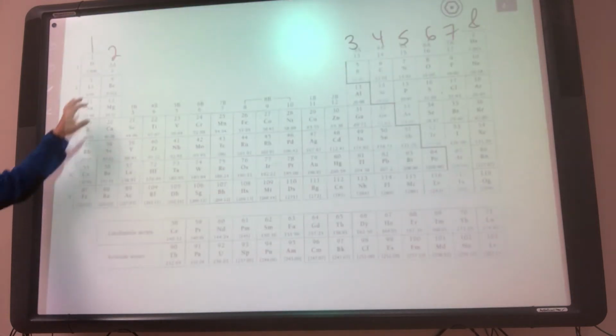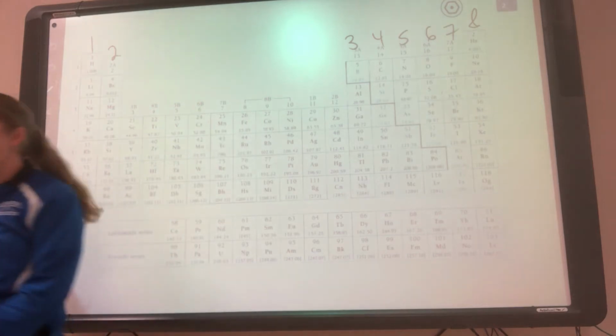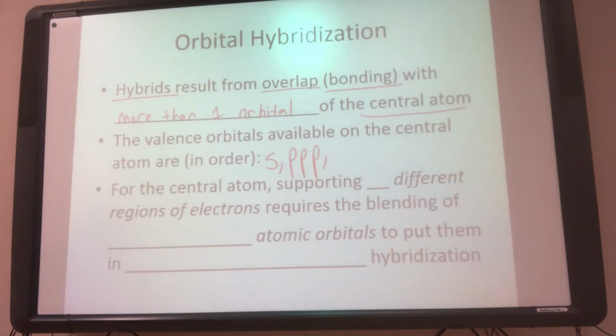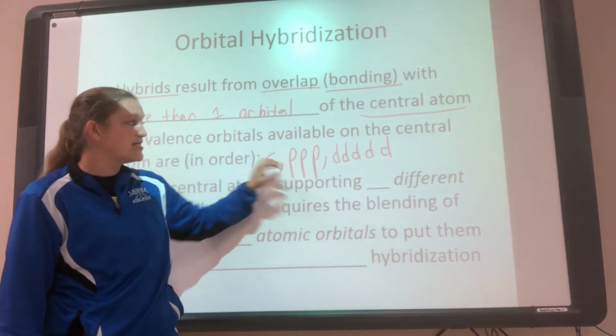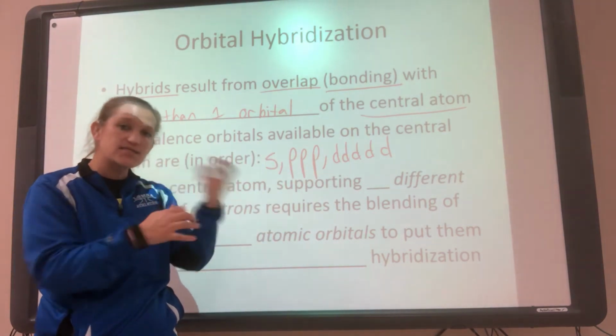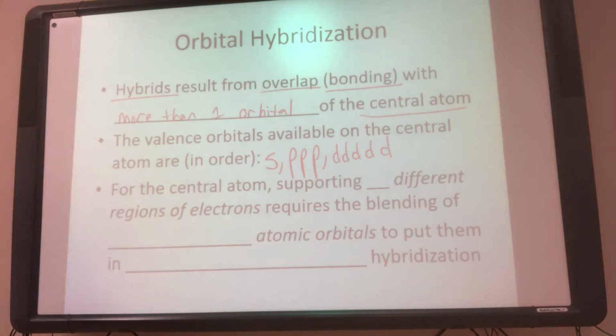Then the next, we do S, then we would do P, then we would get to D. And how many different D orbitals were there? There were 5. Okay? So 5 different orbitals. So I could have an S, 3 different P's, and 5 different D's that could all be mixing together to make this new orbital shape. So let's think about how we do this. So this is kind of like an example.